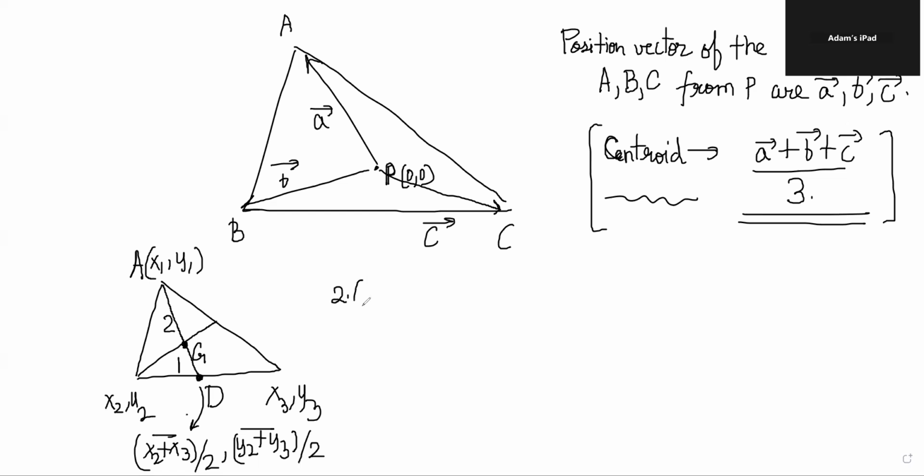I will do 2 times the x coordinate of D, which is x2 plus x3 by 2, plus 1 times the x coordinate of A, which is x1, whole divided by 2 plus 1. So see what is coming: x1 plus x2 plus x3 over 3. Similarly for y, y1 plus y2 plus y3 by 3 also, right?